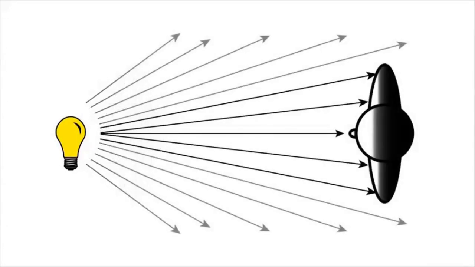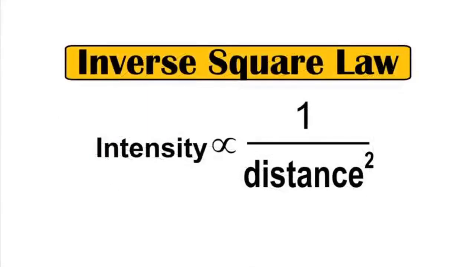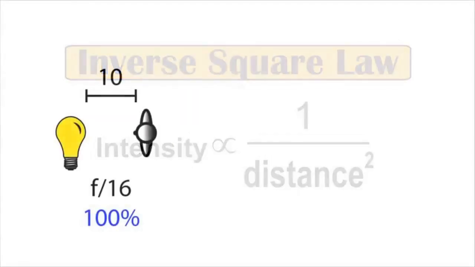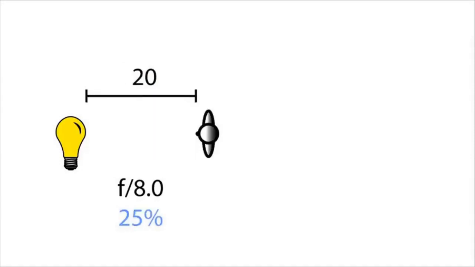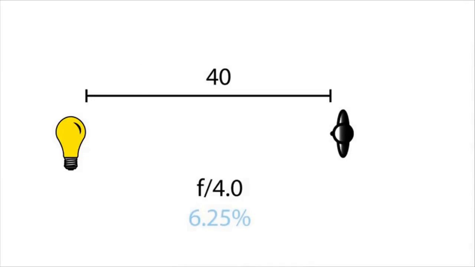That means less illumination. The inverse square law says that as the distance between the light source and the subject doubles, the amount of light reaching the subject is reduced by 75%. So double the distance and you'll get only a quarter of the original amount of light on your subject. Light continues to drop off rapidly with further increases in distance.